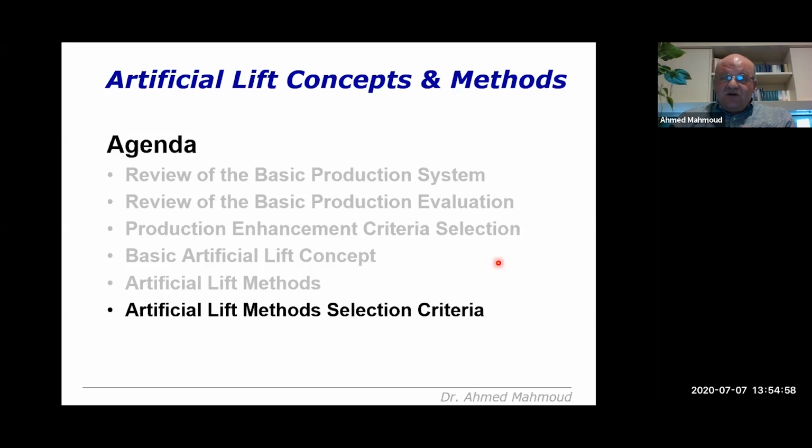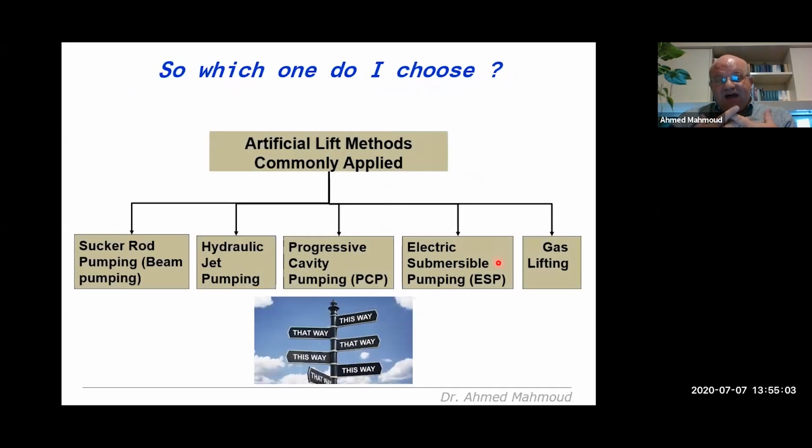So now let's go briefly into the selection criteria. Within the 5 systems we have, how do you know which is best? Some of them overlap. Some of them are good in terms of volume, but expensive. Some of them are the opposite. Some of them are good for viscous fluids. Some of them are not good for viscous fluids. How can you decide? Particularly since artificial lift is typically economically based, because initially to start an artificial lift method, you are in a marginal field.